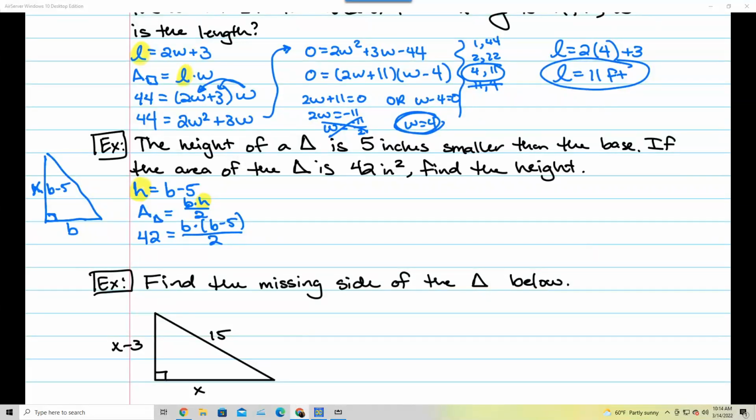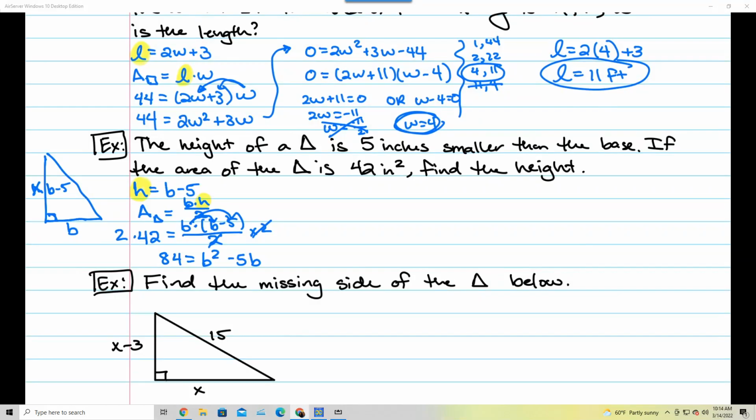Now, what makes this problem so difficult is that divided by 2, and I'm just going to get rid of it by multiplying by 2 on both sides. These are going to cancel, and you're going to be left with 84 is equal to, and just like last time, I'm going to go ahead and distribute that b. We're going to put those arrows on it. b times b is b squared, and then b times negative 5 is negative 5b.